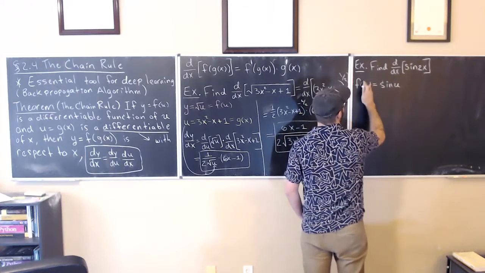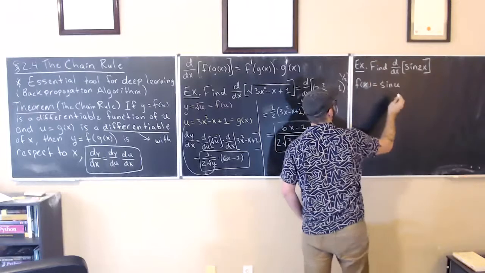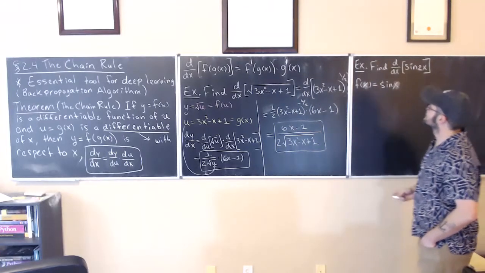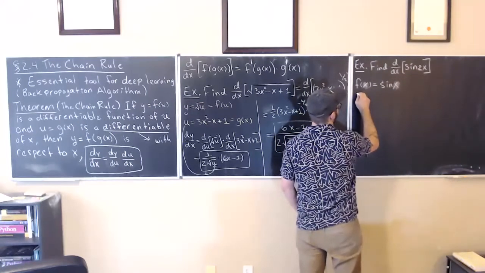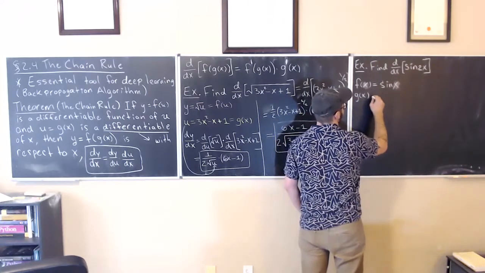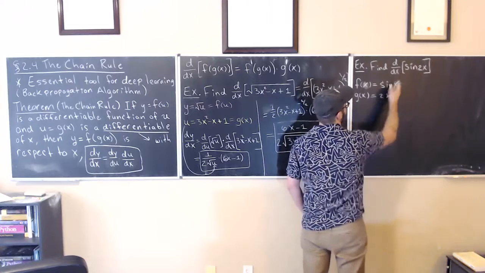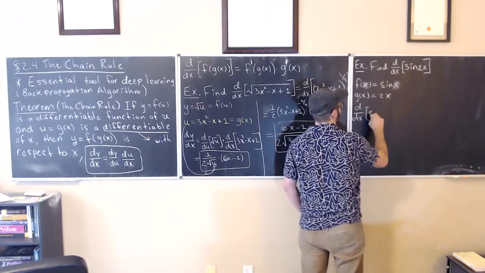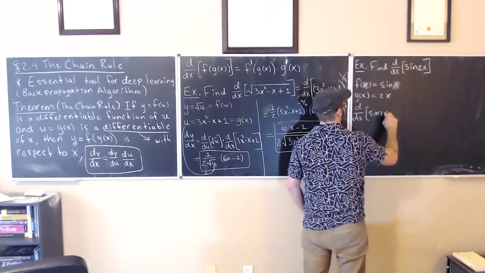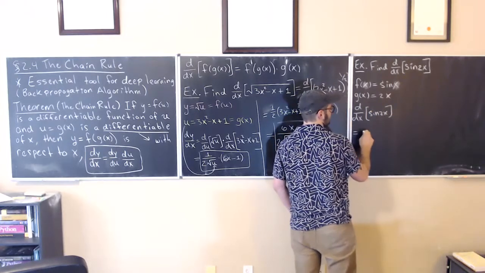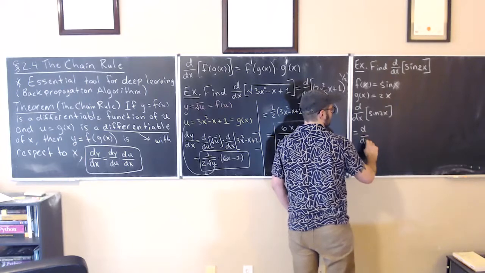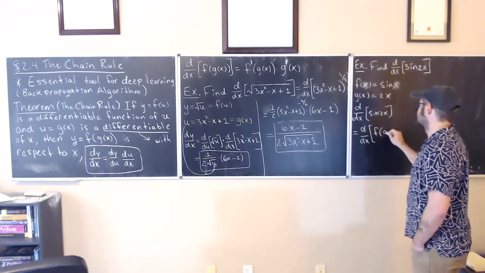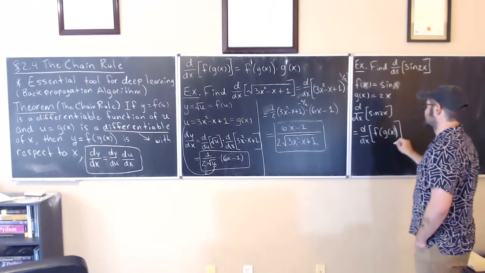Well, no, I'll go ahead and say this. I'll just use x's. It might make it easier. So if that's f of x, and here's g of x, then we see that this derivative that we're searching for is equal to the derivative of f composed of g of x.